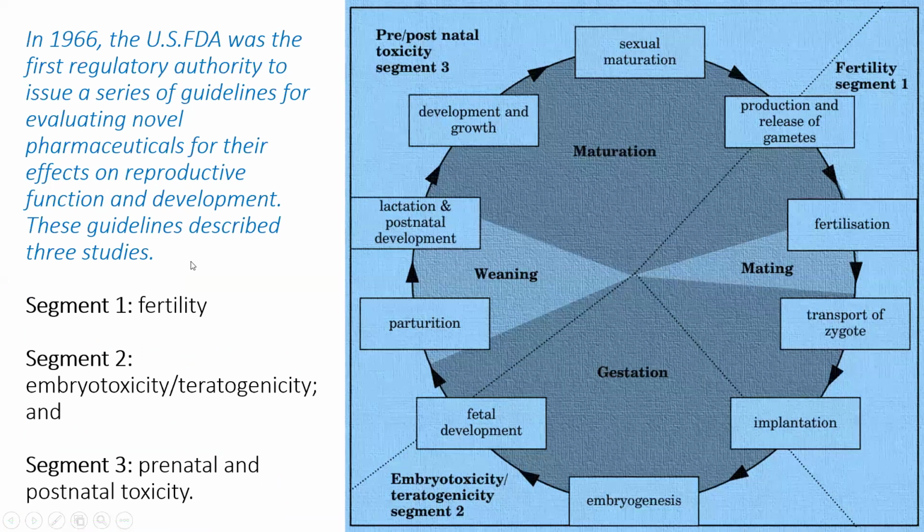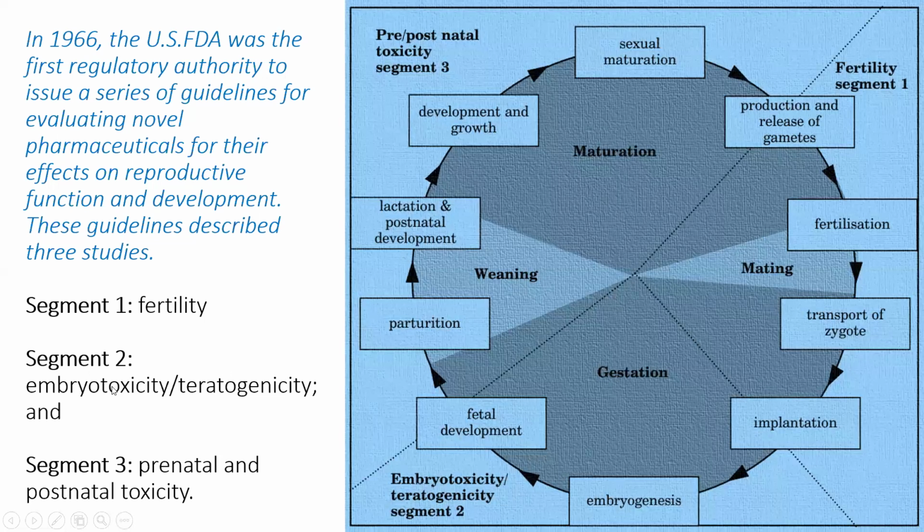These three studies include segment 1, which is fertility; segment 2, that is embryotoxicity or teratogenicity; and segment 3, that is prenatal and postnatal toxicity. In the same reproductive cycle, segment 1, fertility, as given in the figure, involves production and release of gametes, fertilization, transport of zygote, and implantation. That is actually the mating process.